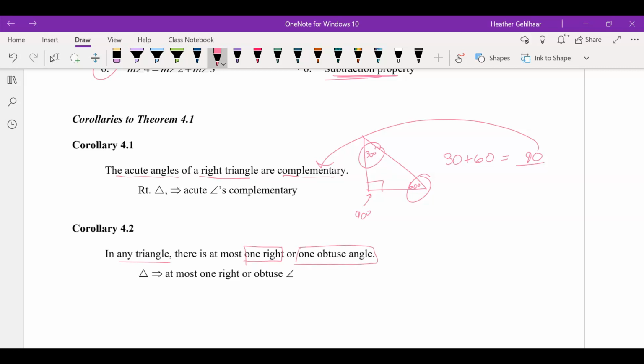The next one is saying that in any triangle, there is at most one right or one obtuse angle. Okay, so a triangle has at most one right angle or one obtuse angle. That's just saying that when you have a right triangle, only one angle can be a right angle. When you have an obtuse triangle, you can only have one angle that's going to be obtuse. The rest of them would be acute. Okay, so the rest of the angles would be acute. That's the obtuse. Okay, and that is it.